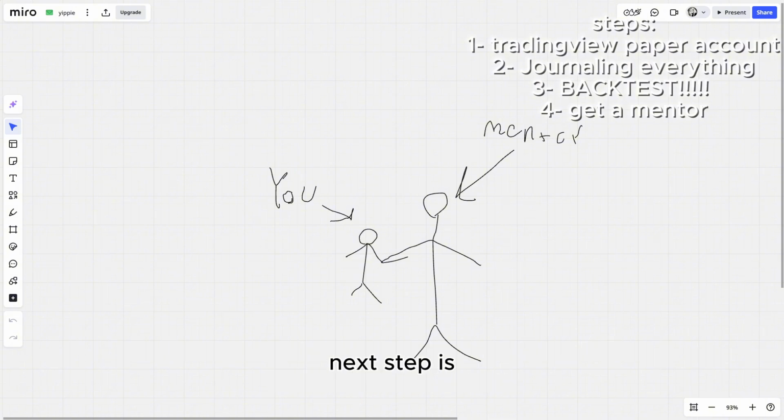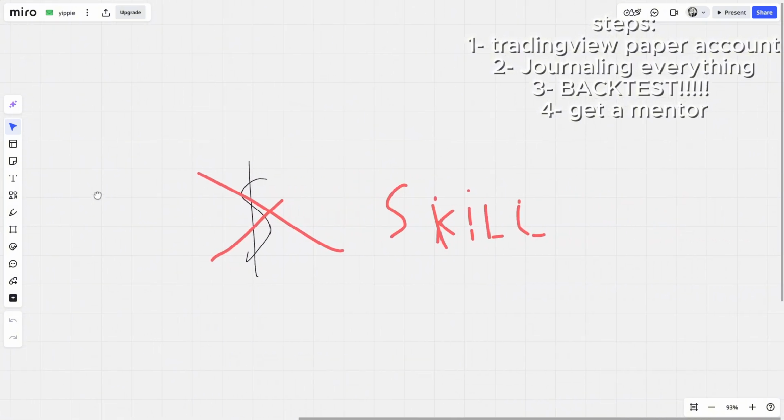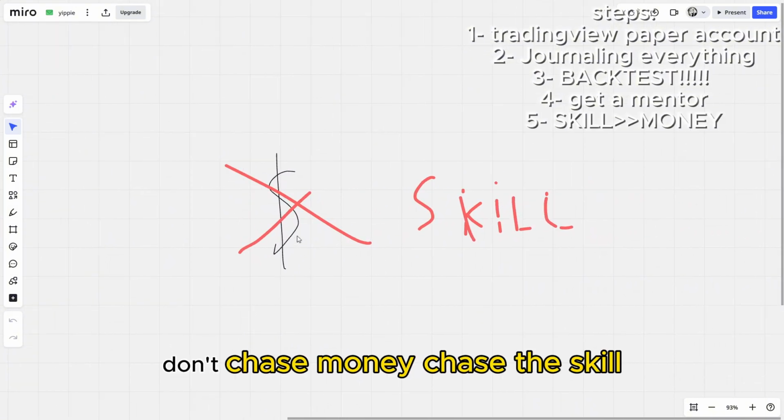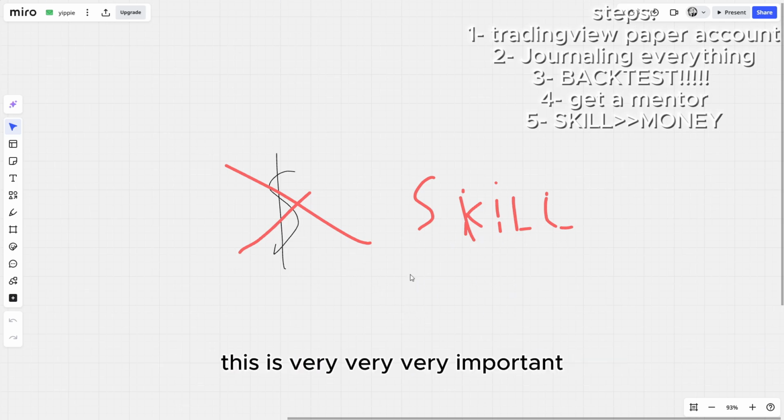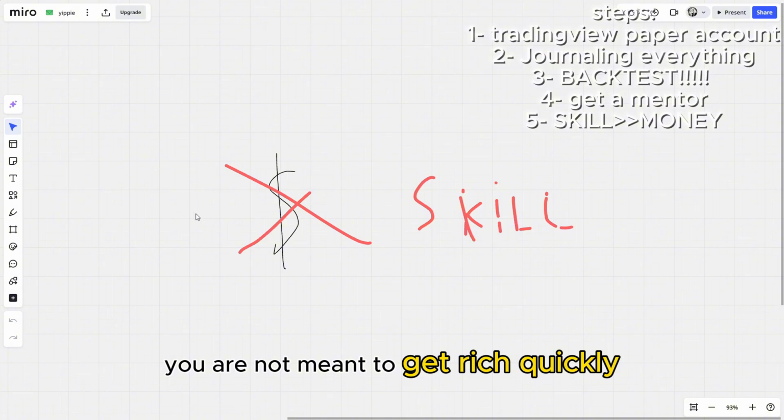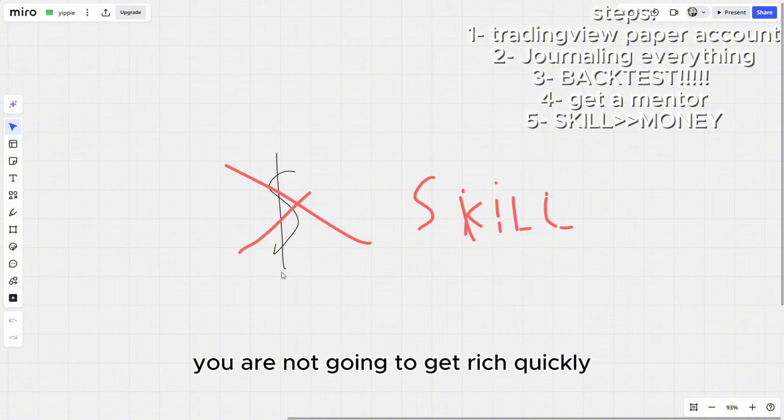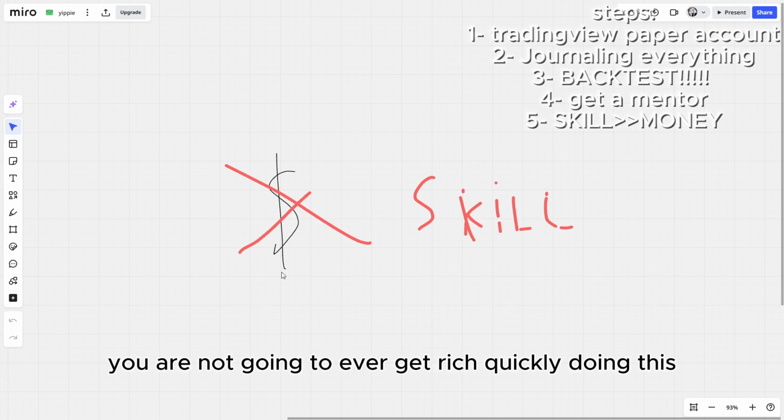Anyway, next step is don't chase money, chase the skill. This is very, very important. You are not meant to get rich quickly. You are not going to get rich quickly. That's how the game works. You are not going to ever get rich quickly doing this.